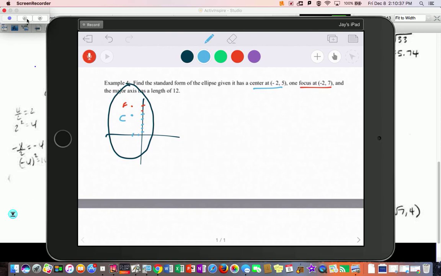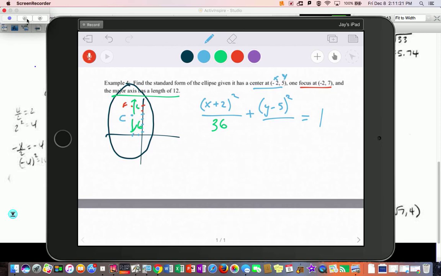So when I write out a standard form of an ellipse, I do x minus the x, so that's x minus negative 2, which would be x plus 2, quantity squared, plus y minus 5, the y value of the center, squared, and they're always equal to 1. So now, if the major axis has length 12, that means up 6 and down 6. So that's my a value. So when I square that, I get 36.